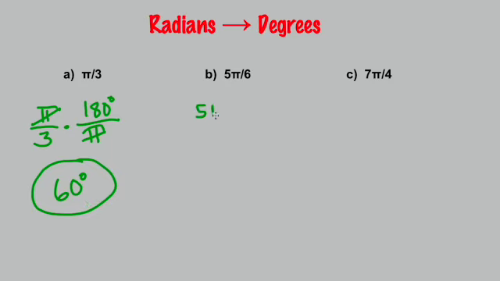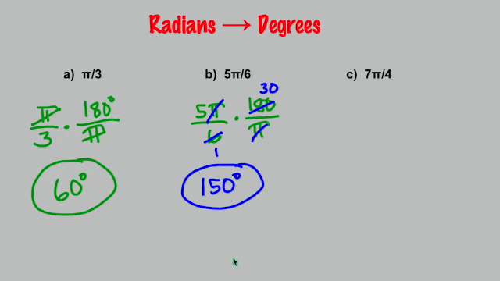On the next one, 5 pi over 6. Once again, I'm going to put my pi on the bottom, and I'm going to put my 180 on top. What we're going to do is cancel out the pi's. 6 and 180, if I divide this by 6, I would get 1. If I divide that by 6, I get 30. 5 times 30 is 150, so 5 pi over 6 is equivalent to 150 degrees.